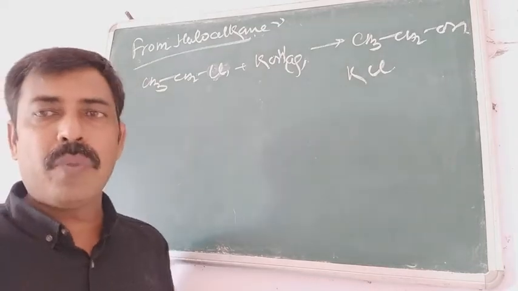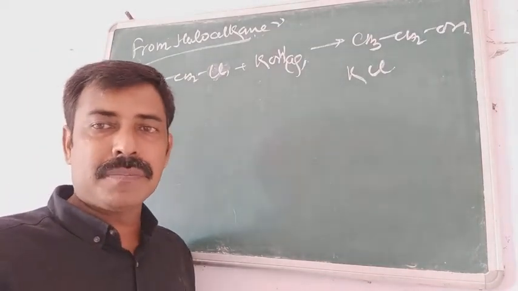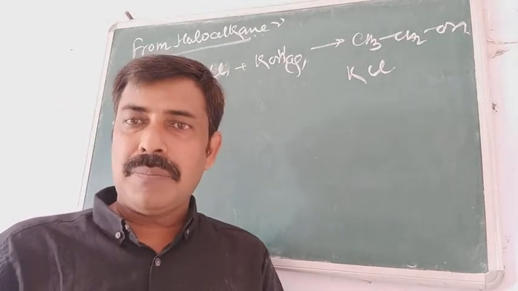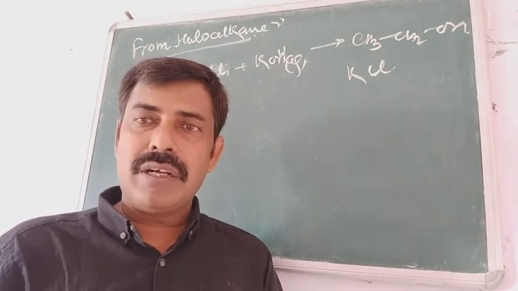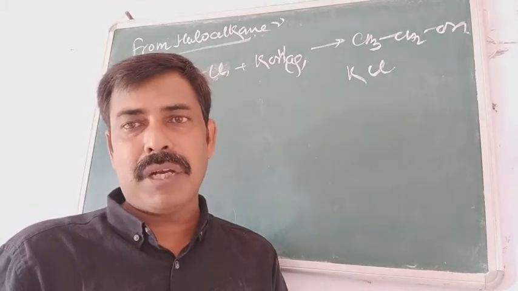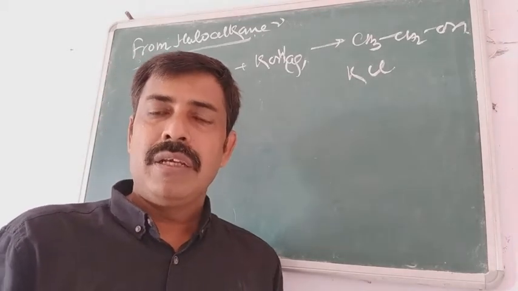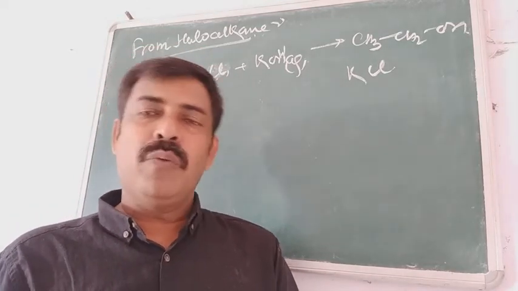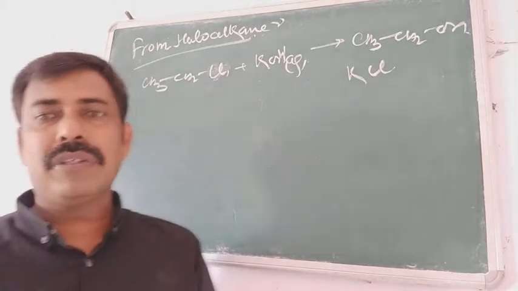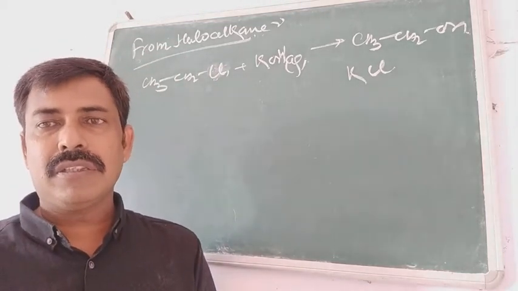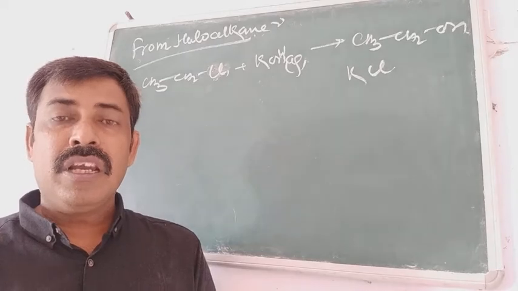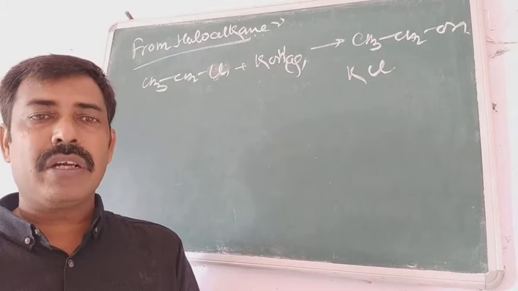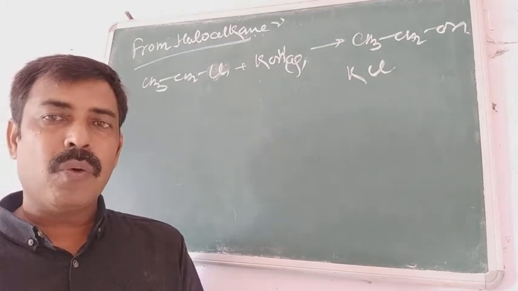Now, how will you prepare alcohol with the help of the Grignard reagent? What is the Grignard reagent? We say alkyl magnesium halide is called the Grignard reagent. In the last chapter we studied its preparation. In this chapter we are seeing how to prepare alcohol with the help of the Grignard reagent. The reactant needed will be an aldehyde or a ketone. Whenever you treat an aldehyde or ketone with a Grignard reagent, it will give alcohol.